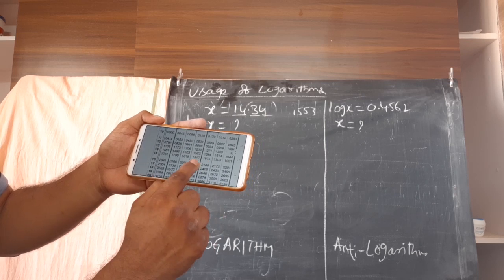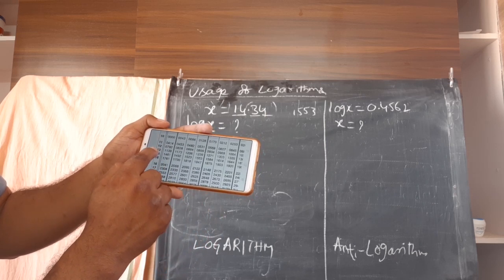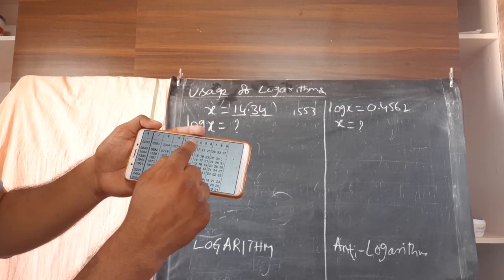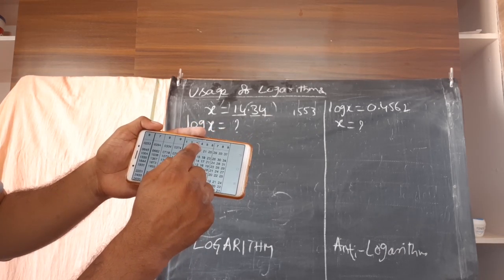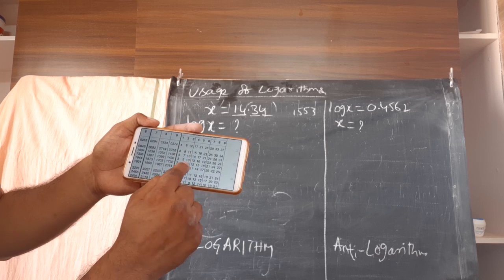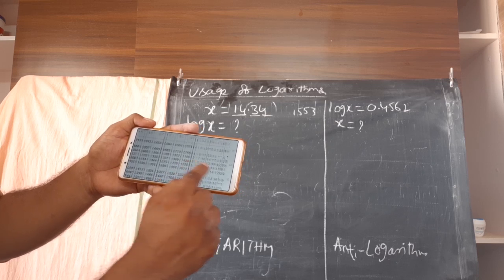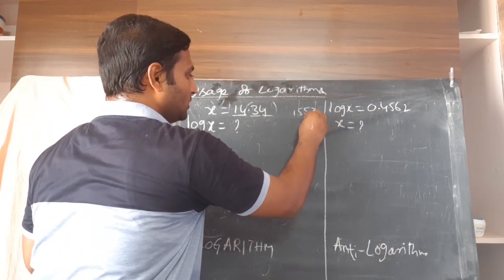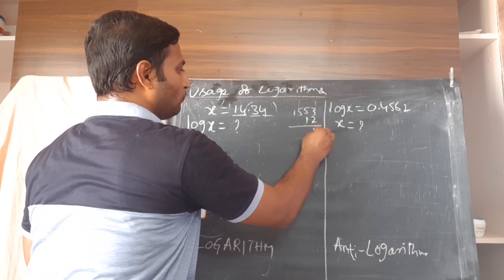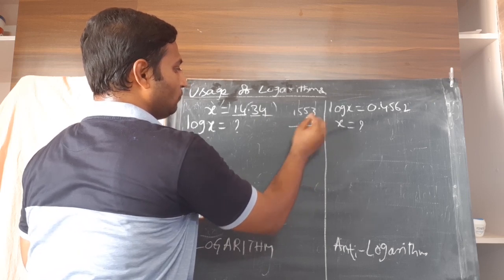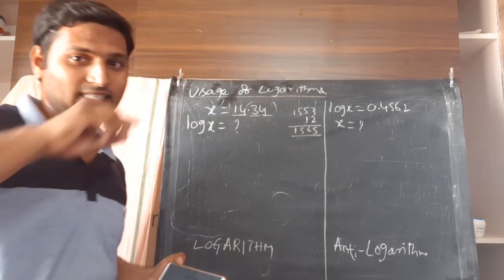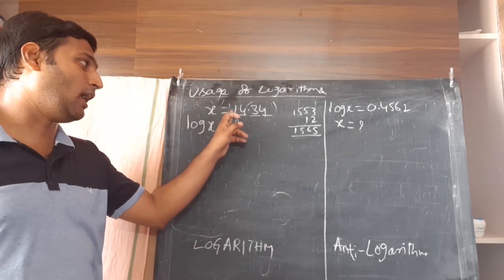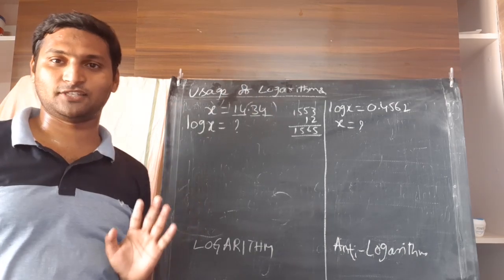Now 14 was the fifth row, right? Now under 4, you check the mean difference value. 1, 2, 3, 4, 5. 12 is the mean difference. Under 4, the mean difference is 12. So, I will add 12 to this: 1553 plus 12 gives 1565. 1565 are the 4 digits you get after checking the log for 14 under 3 mean difference 4.